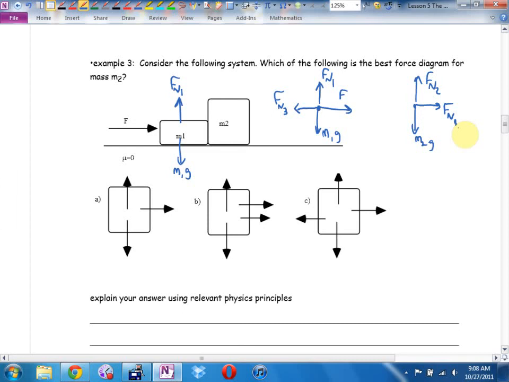The problem is, a lot of people want to pick B because they somehow want this F to go through this mass and press. Nope. F is pressing against mass 1. F is what's creating the normal force over here, but it's not reaching through the mass and somehow pressing against mass 2 on its own. That's a completely different force. Explain your answer. I would do a free body diagram. I think that's a convincing answer.